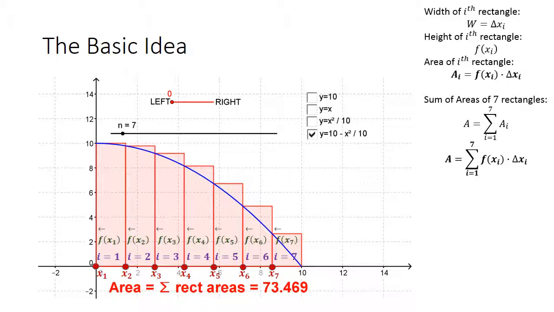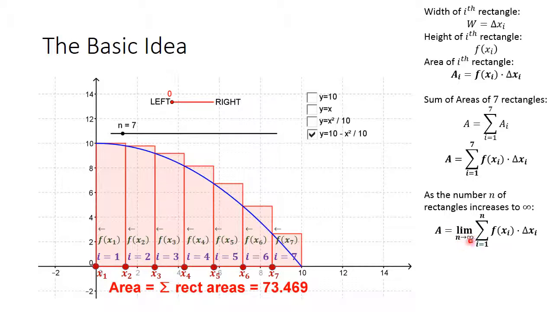Now, 7 rectangles is not going to give us a very accurate estimate for this region's area. What we need to do is increase the number of rectangles towards infinity. And this is represented by this limit notation that you see here. So we're now taking the limit as n goes to infinity of rectangles from i equals 1 up to whatever n happens to be. The bigger n is, the more rectangles we have, the smaller the delta x's are, and the better the estimate of the area is going to be.